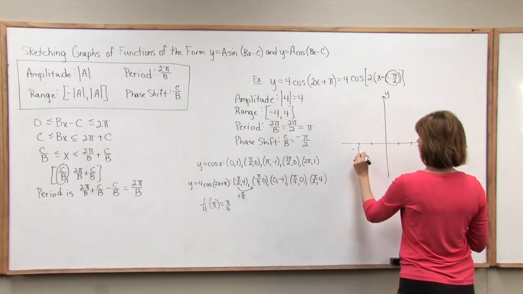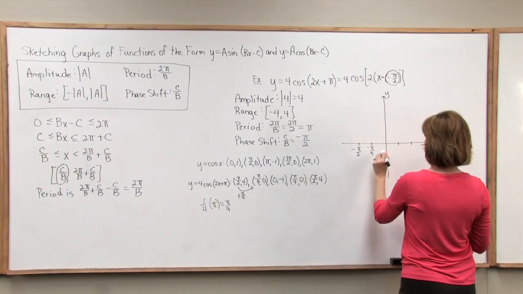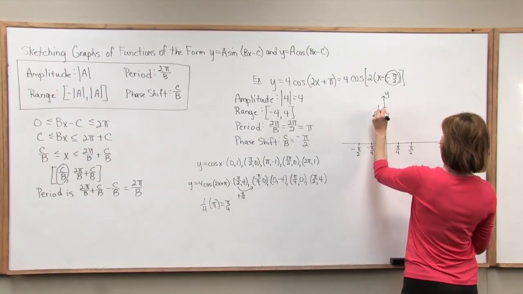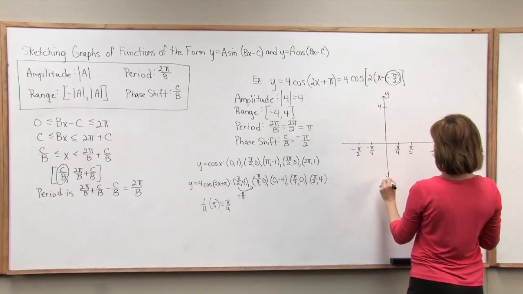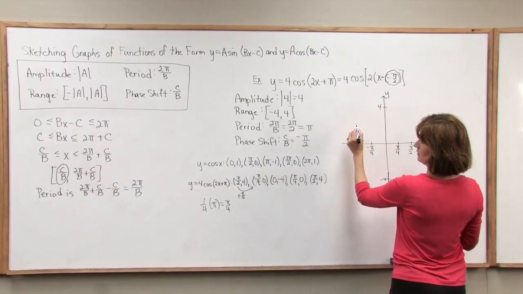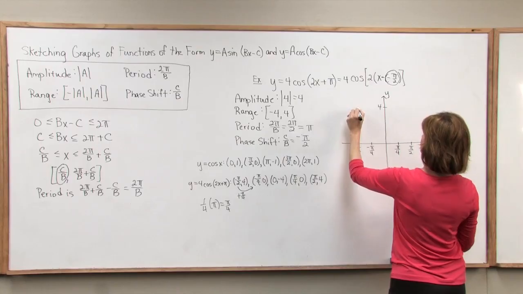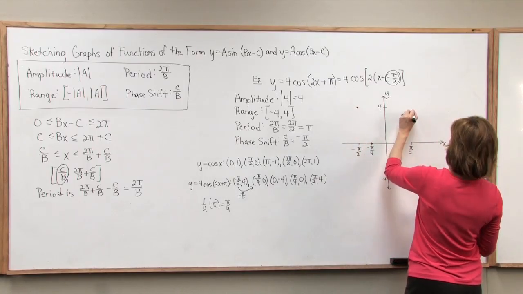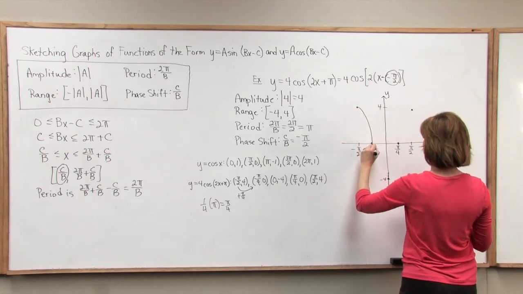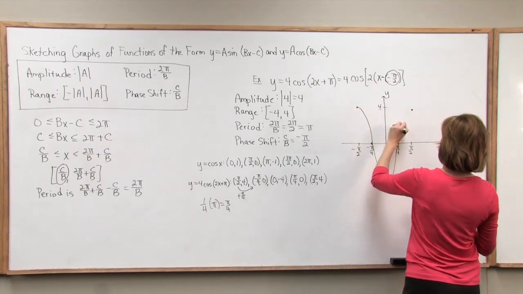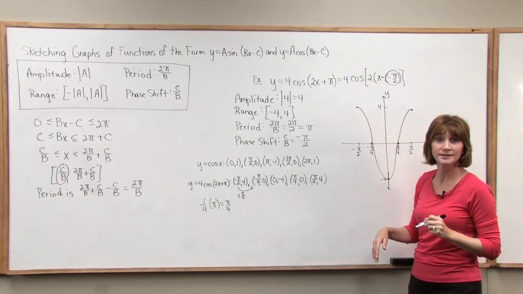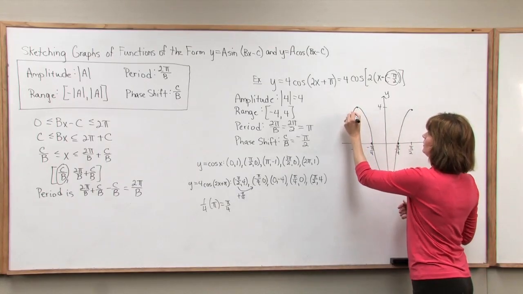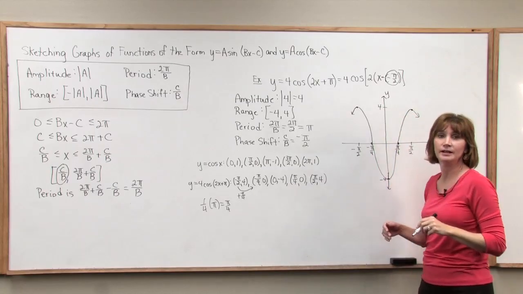So let's see, negative pi over 2. And then I need 4 and negative 4. And so we have negative pi over 2, 4, 0, negative 4, 0, back up to 4. All right, so here's one cycle for this particular function. And of course, the domain is all real numbers, so it's going to keep going in either direction.